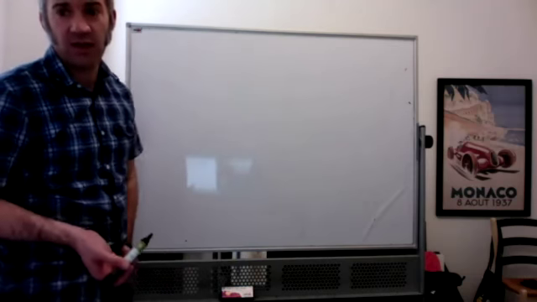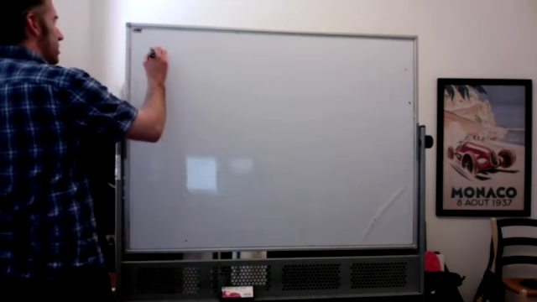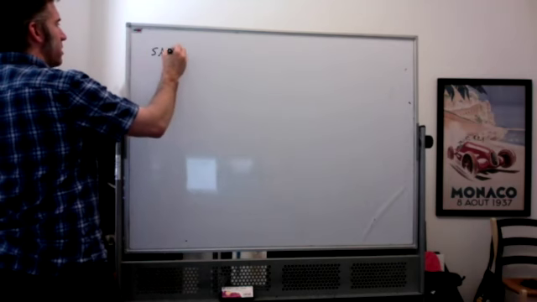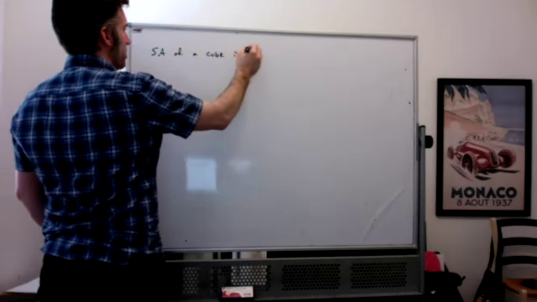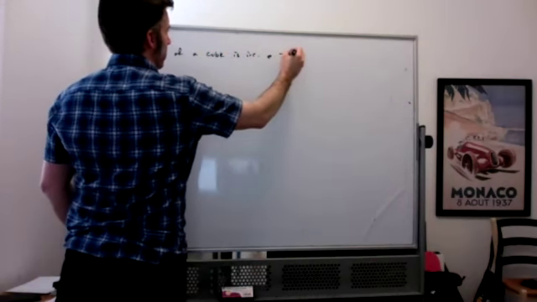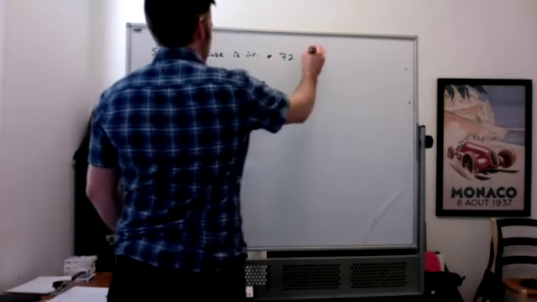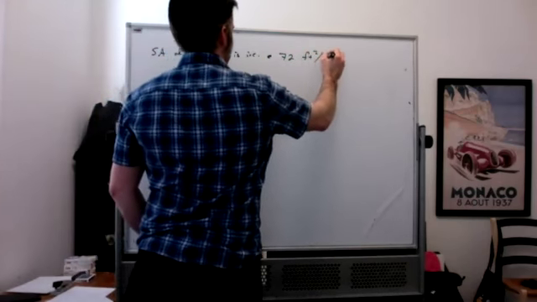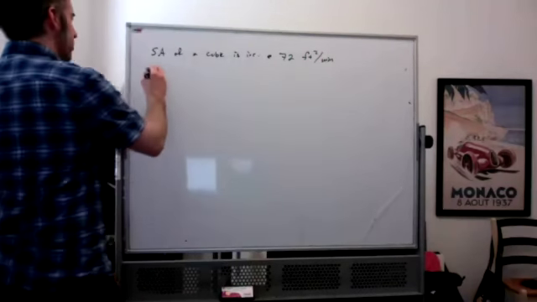If the surface area of a cube is increasing at a rate of 72 square feet per minute. Sorry, I think I said cubic feet. Apologies. How fast is the volume increasing?